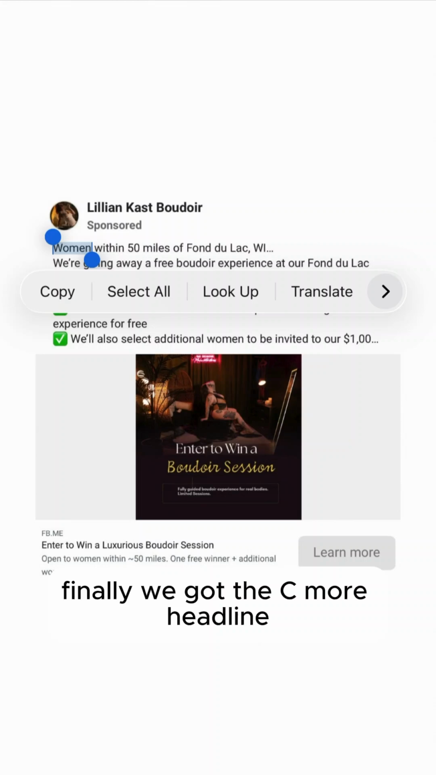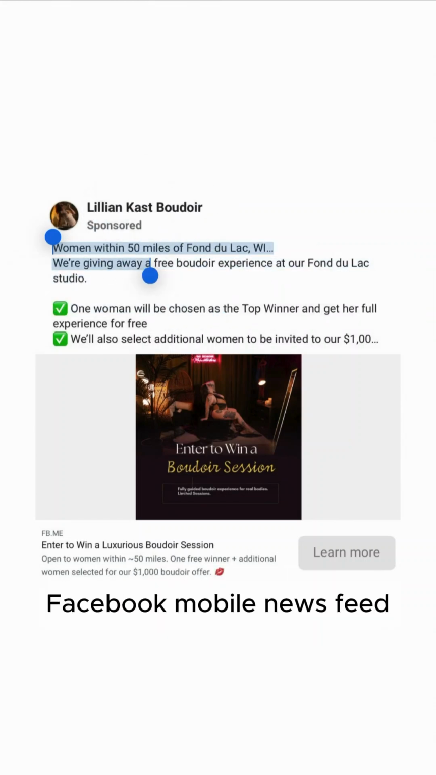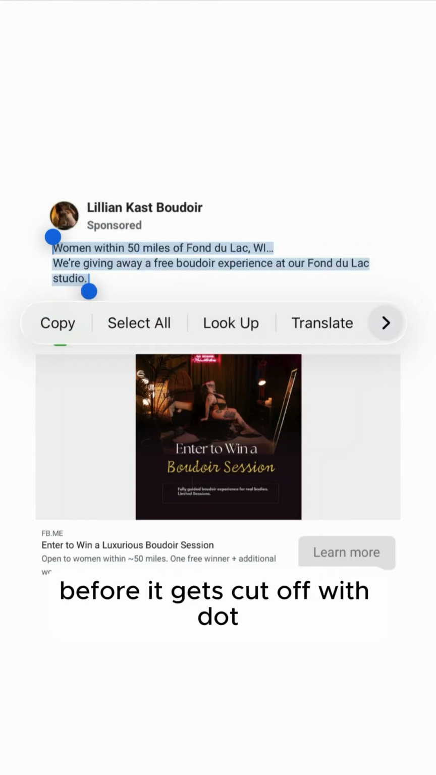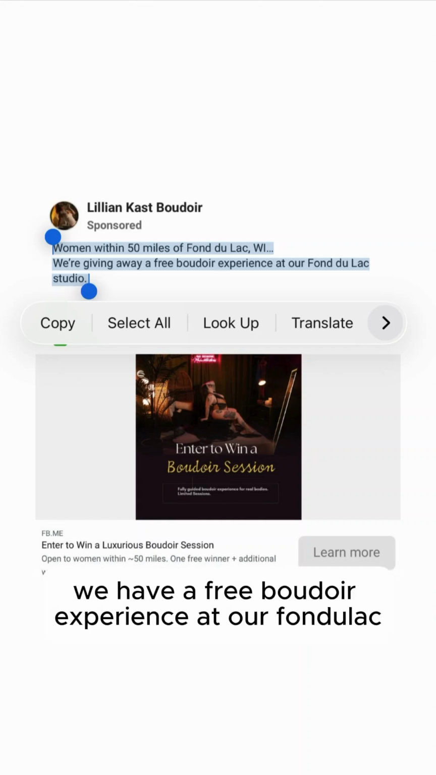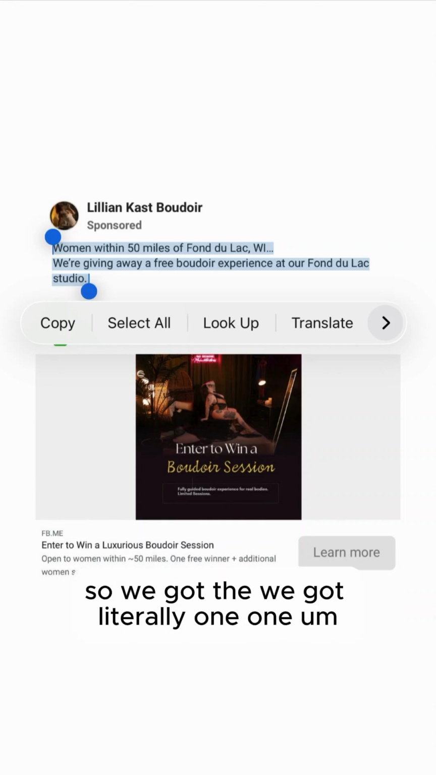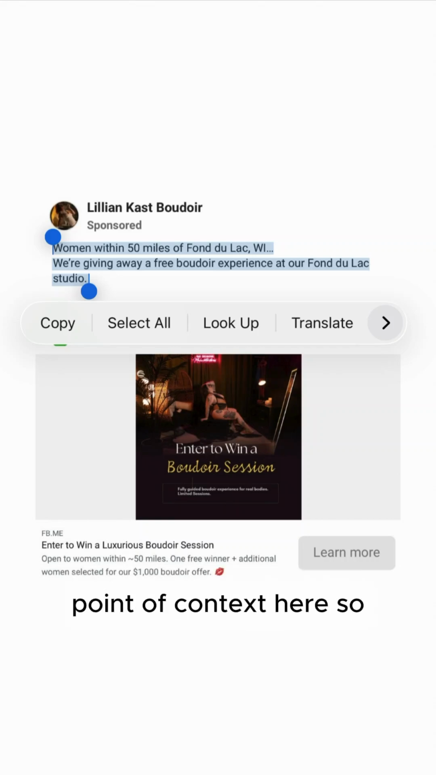Finally, we got the see more headline. First 2 3/4 lines in the Facebook mobile newsfeed before it gets cut off with "...See more." Women within 50 miles of Fond du Lac, Wisconsin. We know we have a free boudoir experience at our Fond du Lac studio. All right, so we got literally one point of context here.